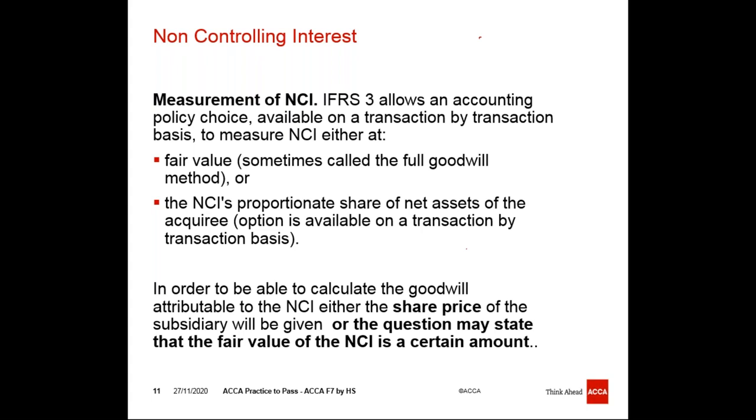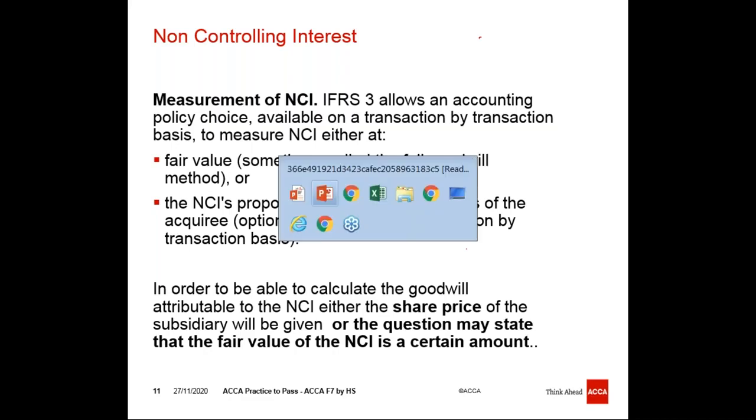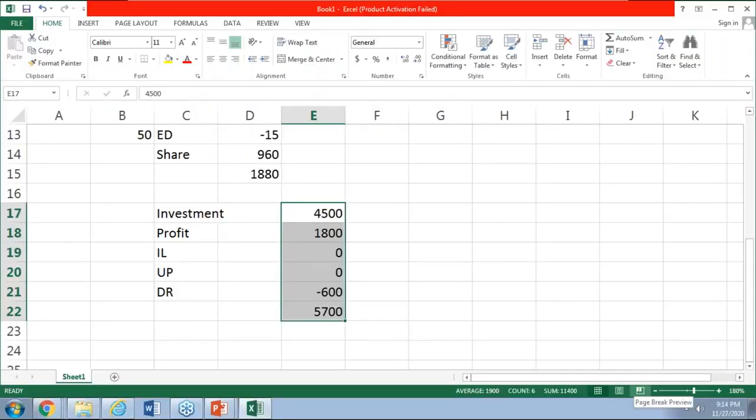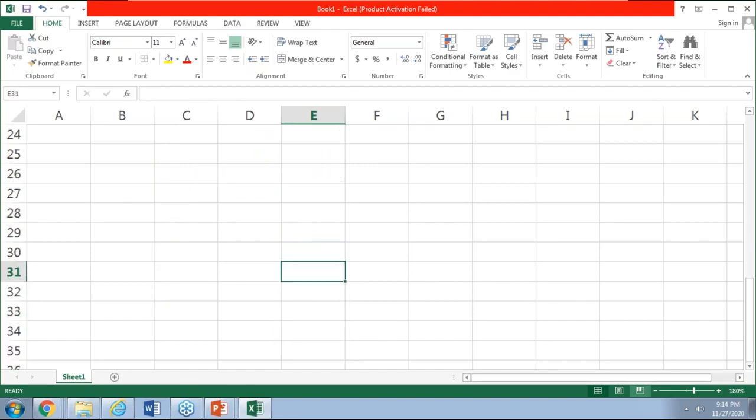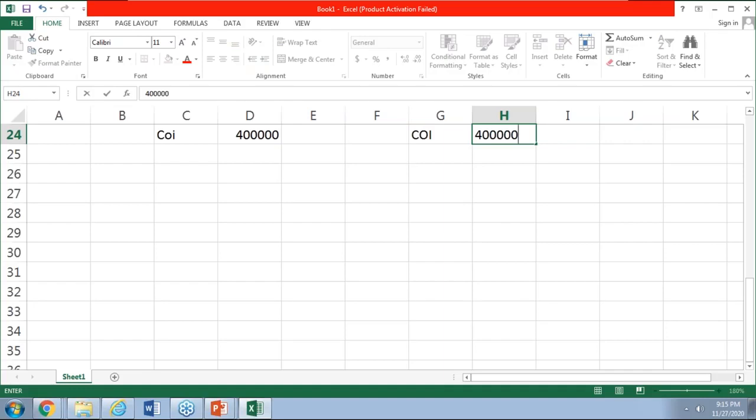But I'm just giving you one example for the NCI measured at the fair value and NCI measured at the proportionate basis. So let's give an example. Suppose the cost of the investment is 4 lakh, there will be no impact in both the cases on the cost of investment. And the value of the NCI has not yet been decided by us.